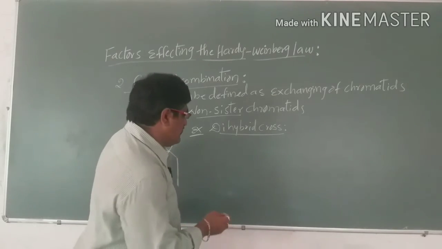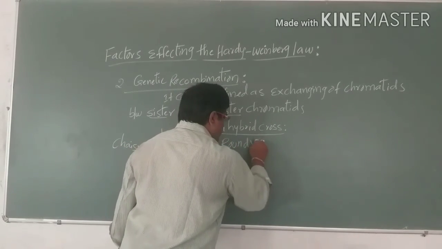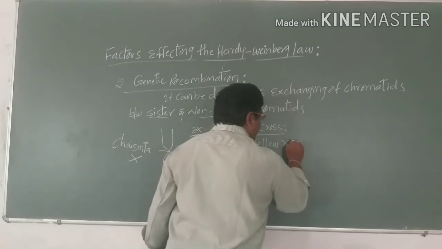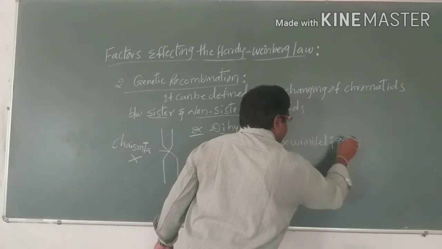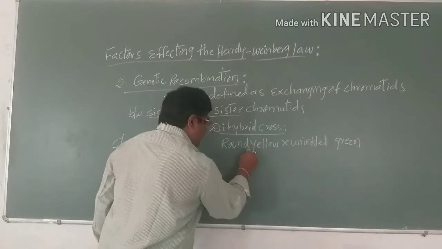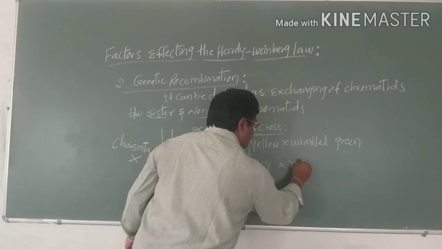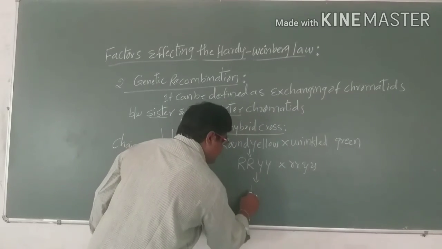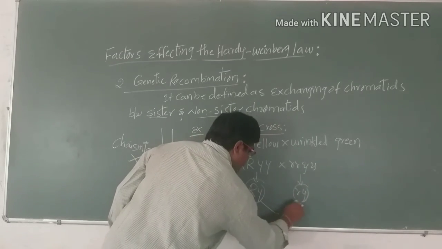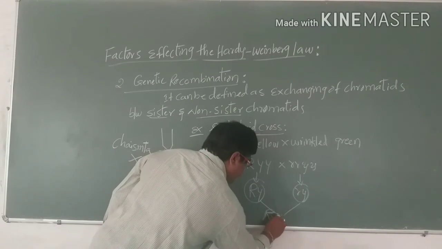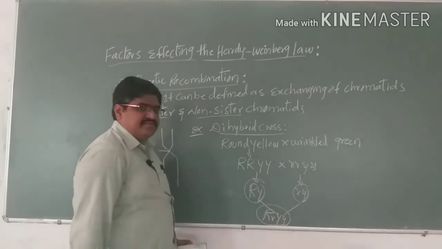Here, round yellow is crossed with wrinkled green. So we have capital R, capital Y crossed with small r, small y. Then the gametes are capital R capital Y, and small r small y. In the F1 generation, we get capital R small r, capital Y small y, and these produce the gametes.